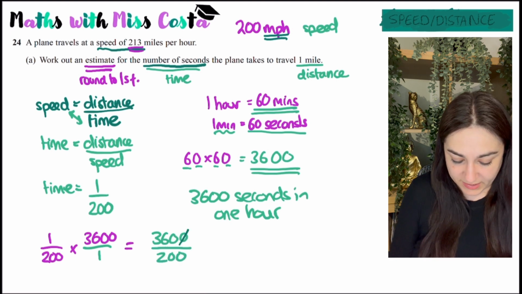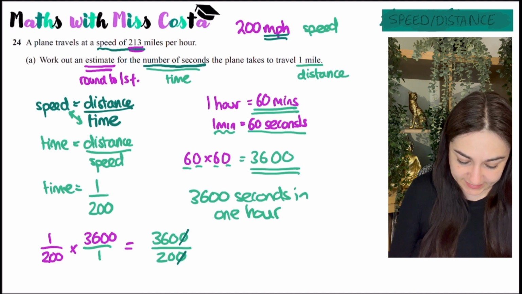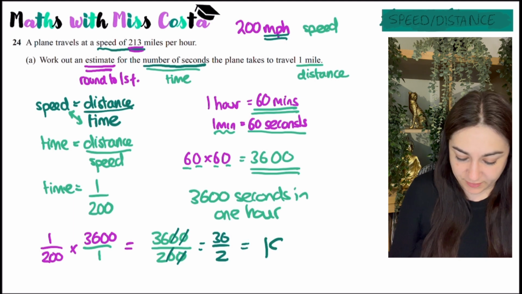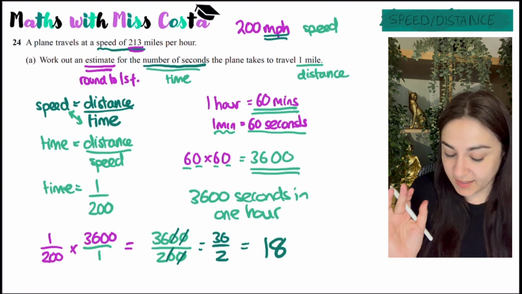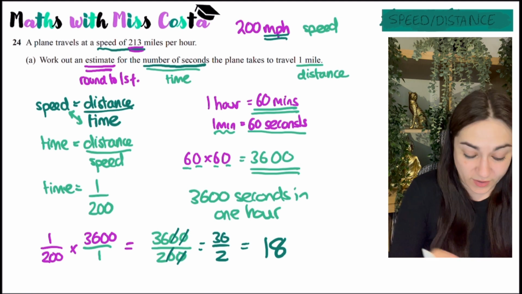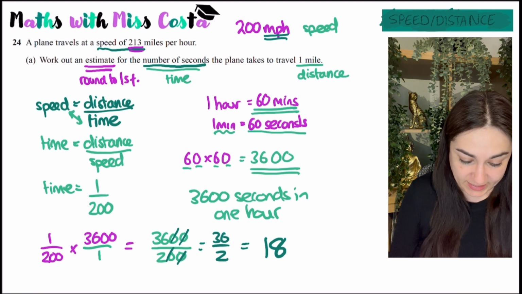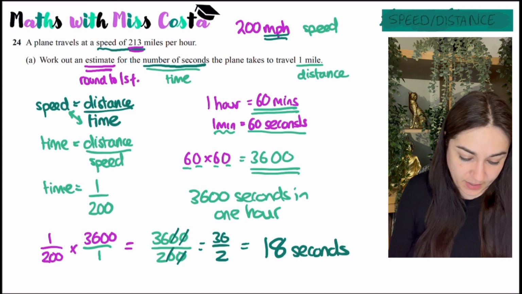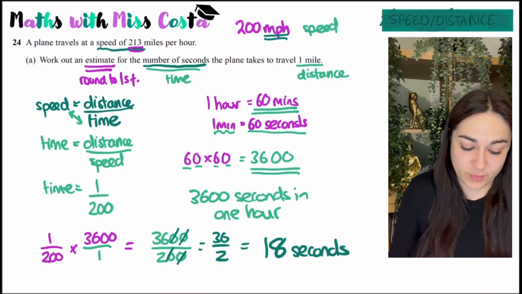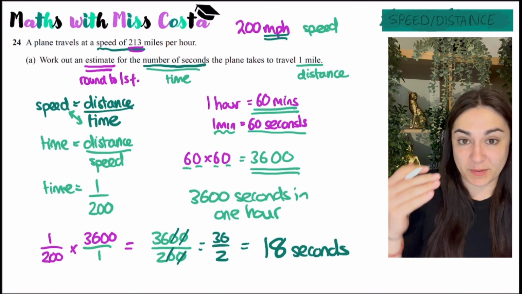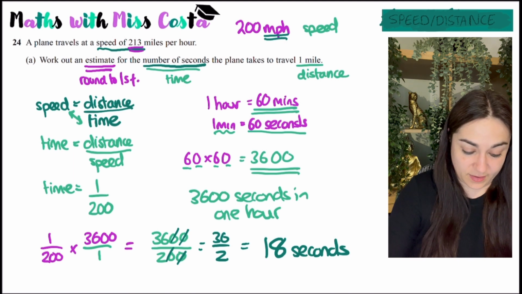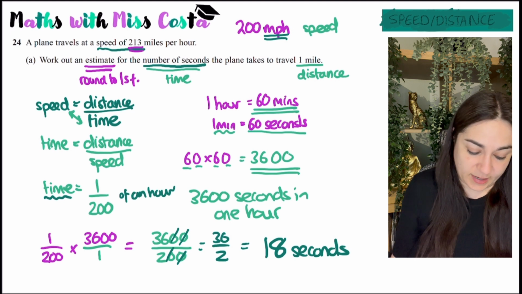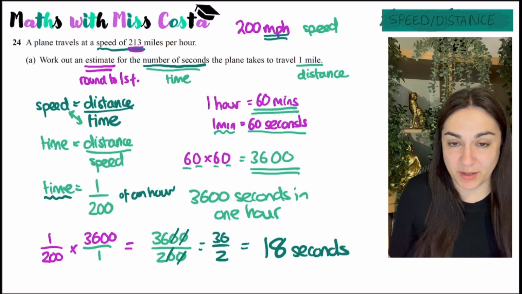I can just start by dividing both by 10. So that becomes 360 over 20. Divide by 10 again is 36 over 2. And 36 divided by 2 is 18. So this is quite a tricky question because it requires quite a lot of steps to be taken, but it would take you 18 seconds. And the trick is just to remember that whenever we're dealing with times, in here the speed is given to me in miles per hour, so the time is 1/200th of an hour. So you turn that into seconds by multiplying by 3,600.